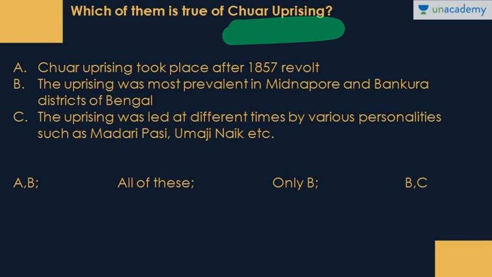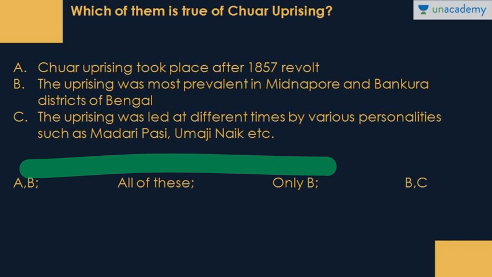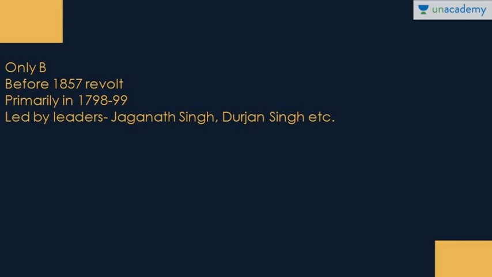So looking at the correct answer here, the correct answer to this question is only B. Why? Firstly, it did not take place after 1857, rather very much before 1857. It was primarily around 1798, 1799. If you look at C, firstly, this Chwar uprising did not take place in just 2 years. It was spread over a big interval of time. And as far as the leaders are concerned, these were not the leaders of Chwar uprising. Rather, the popular leaders included Jagannath Singh, Durjan Singh, etc.